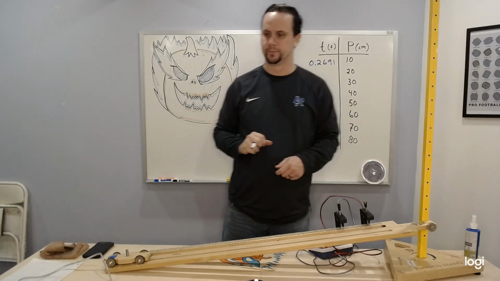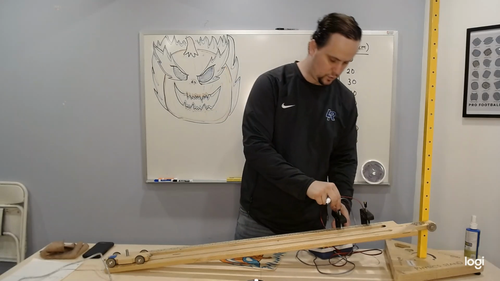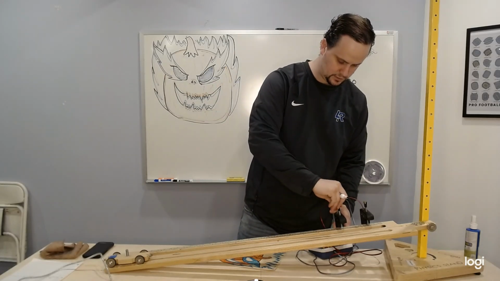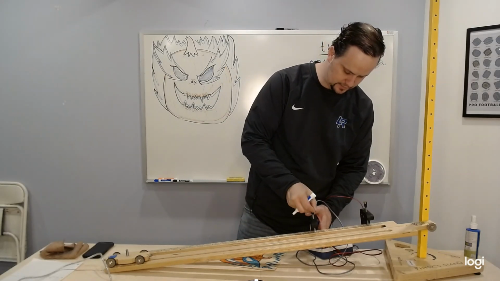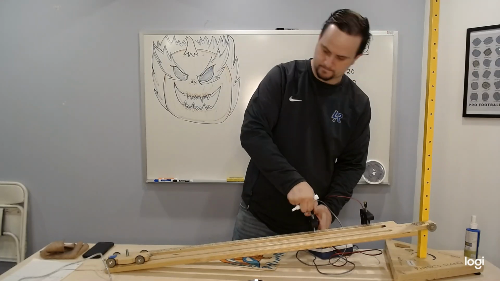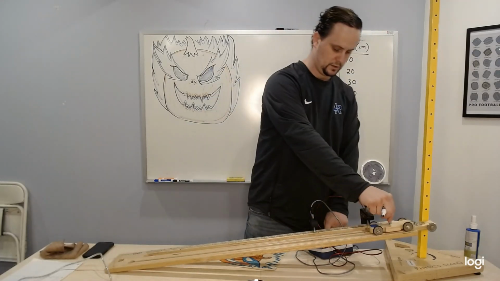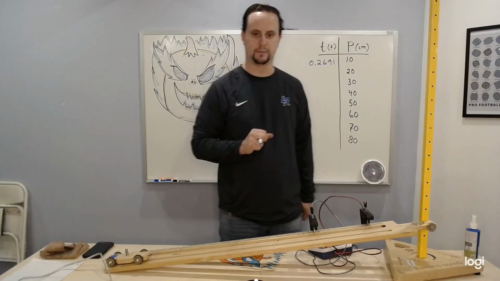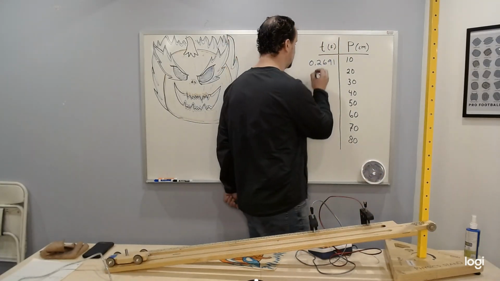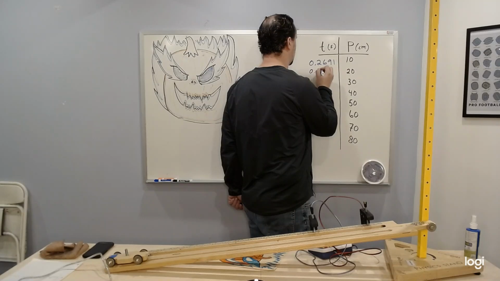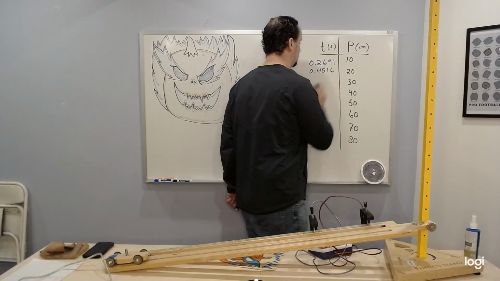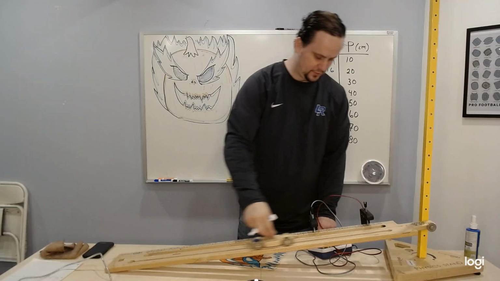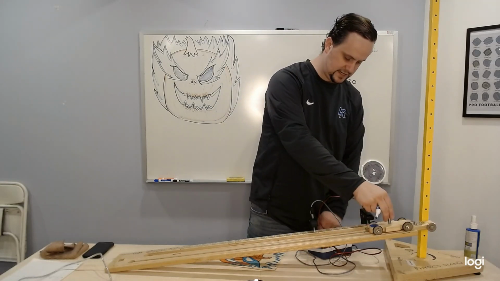There we are. Now I'm going to move this down to 20 centimeters, and we'll see what we got there. Reset the photogate. Time it. I got 0.4516. See if you can, as you're watching me do this, detect a pattern.